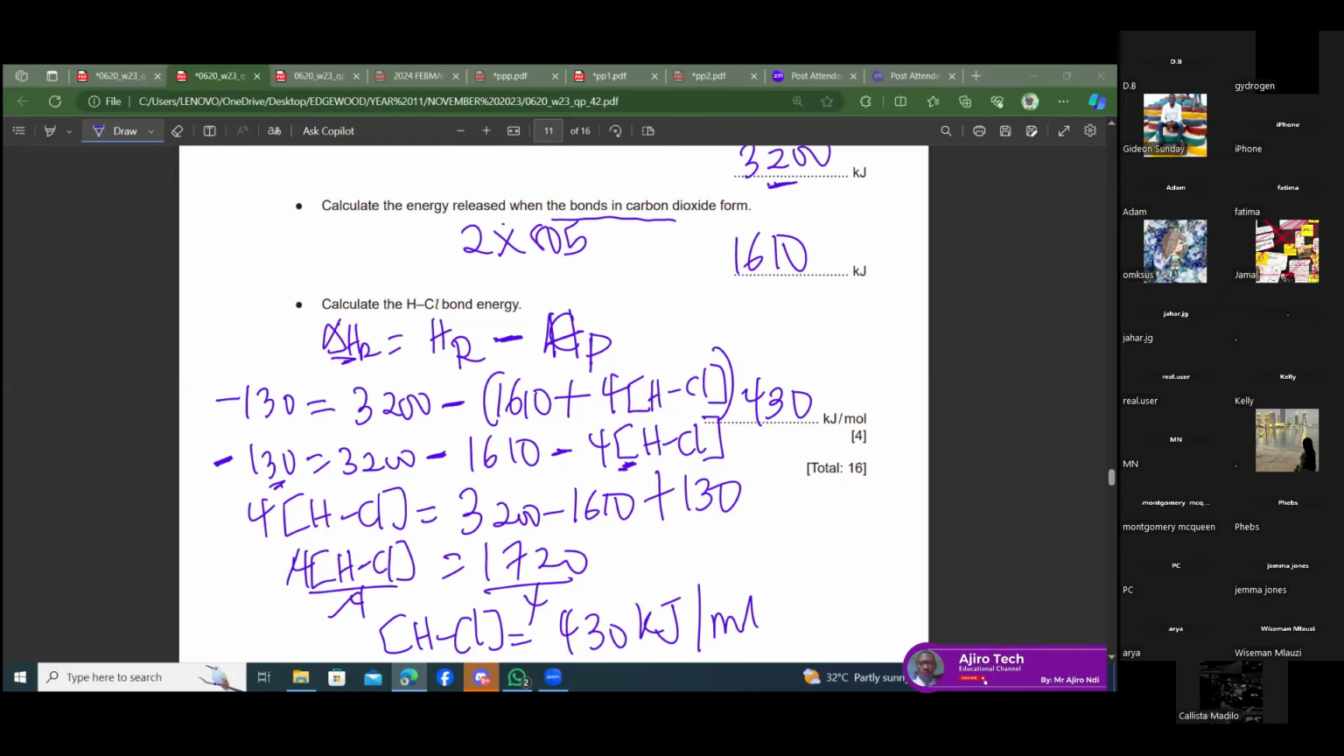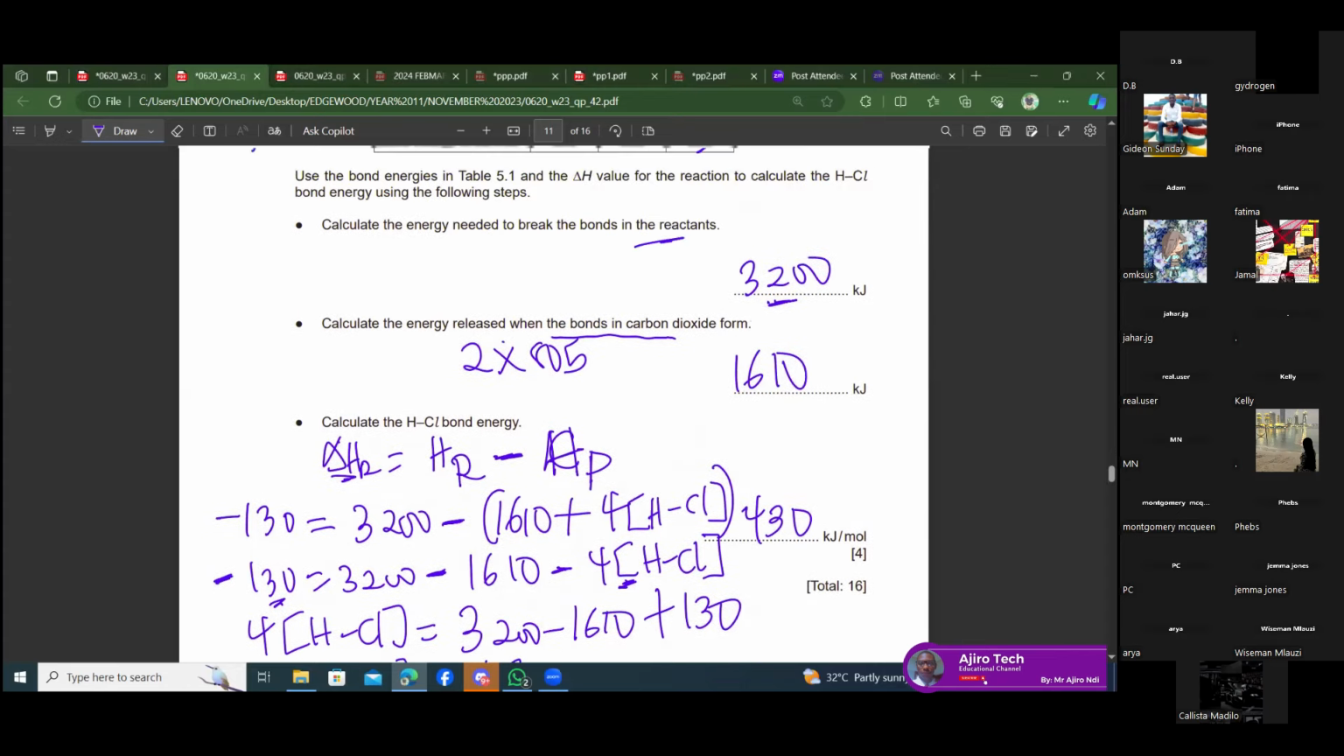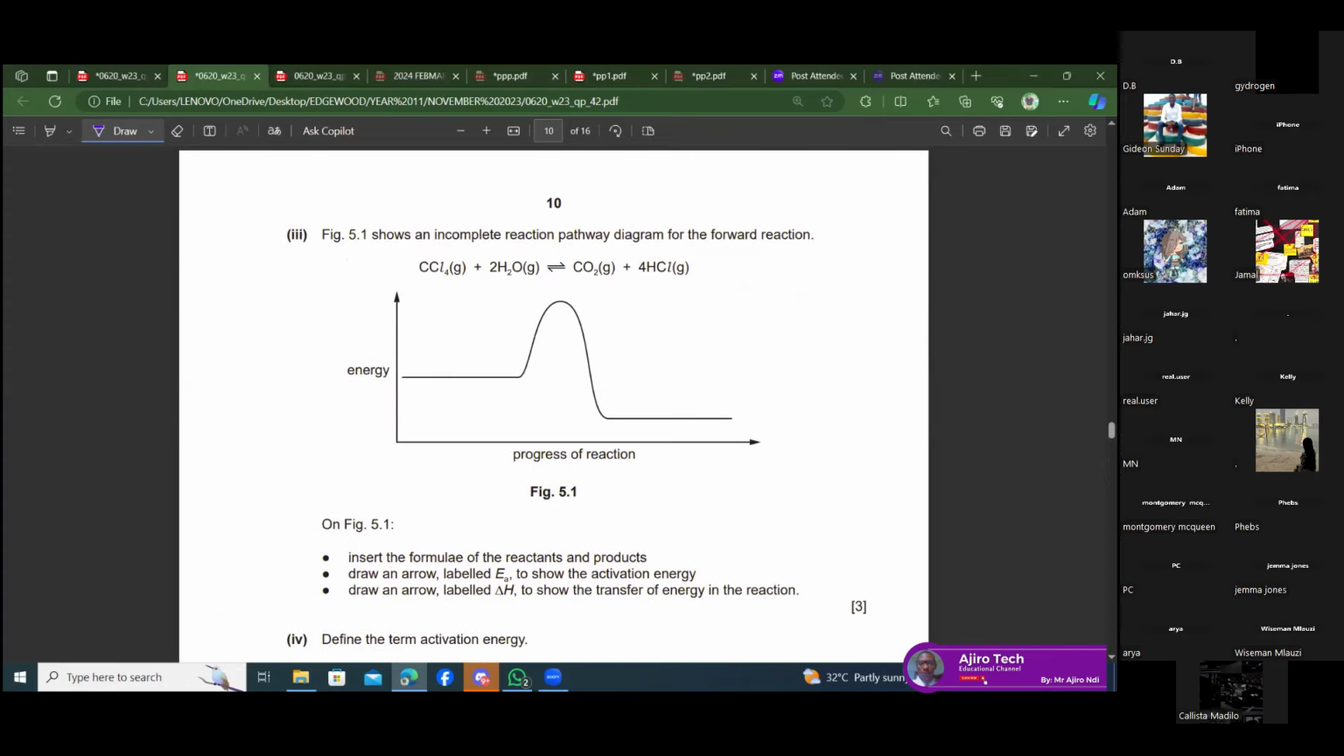Now, when someone is asking conditions for combustion, what you simply need is air. So if it's excess supply of air, you have carbon dioxide and water. If it's limited supply of air, you have carbon monoxide and water. All right. So expect questions again from drawing energy profile diagrams.